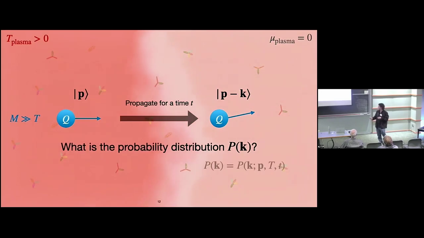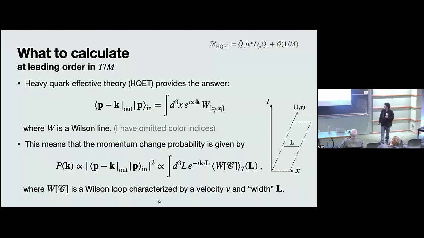Simple question. It depends on many things. It depends on the initial momentum of the heavy quark. It depends on the temperature of the fluid. And it depends on how much time it has propagated through the fluid. But nonetheless, it's a well-defined question. So what do we calculate? Fortunately, there's a reasonably straightforward answer to that.